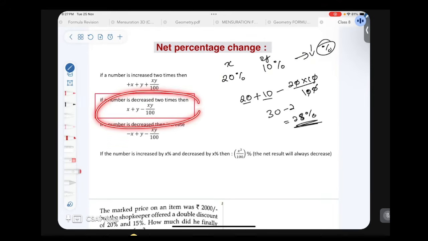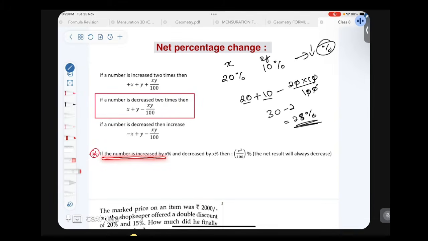So the most important formula is this one. But other than this, if the number is increased 2 times, that means plus x plus y. Always remember, if we are increasing 2 times, there will be plus, plus, plus only. Everything is the same, just that there is a plus there. But if it is decreased 2 times, there will be a minus sign here. If the number is decreased, then increased, that means decrease has a minus there, increase has a plus there, and remember the net will be minus there.